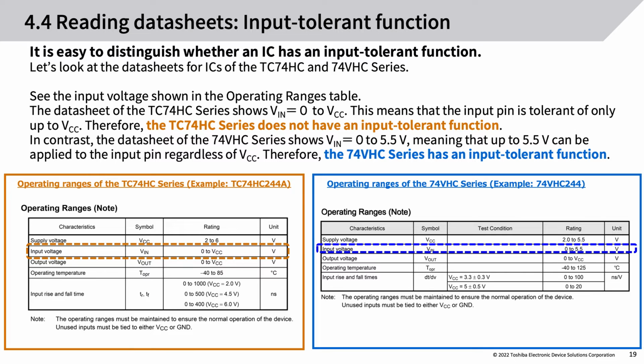In contrast, the datasheet of the 74VHC series shows VIN equals 0 to 5.5 volts, meaning that up to 5.5 volts can be applied to the input pin regardless of VCC. Therefore, the 74VHC series has an input tolerant function.